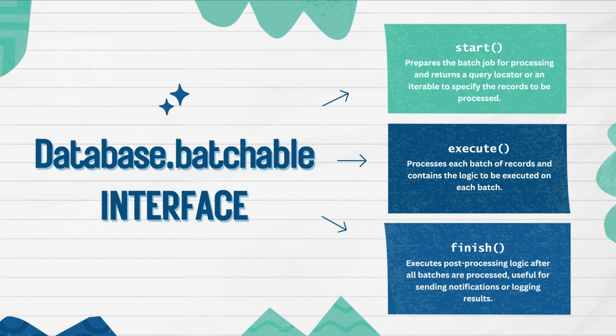The finish method executes the post-processing logic after all the batches are processed. This method executes after the last execution of the execute method. This method is useful for sending notifications or logging results to the user who initiated or executed this batch Apex class. Note that the start and finish methods execute only once in the lifespan of a batch Apex execution, while the execute method executes n number of times.